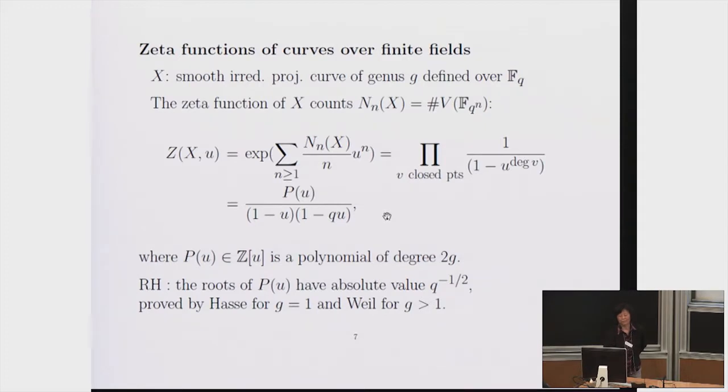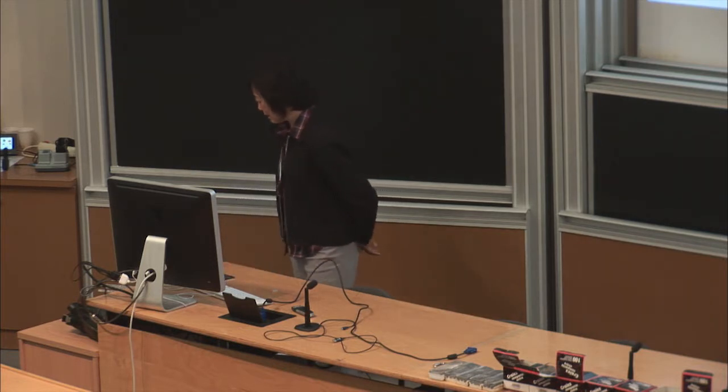And the famous Riemann hypothesis says that all the roots of the numerator have the same absolute value. In this case, it's q to the minus 1/2. This was proved by Hasse for elliptic curves and by Weil in general. So this is the information on the curve side. Next, let me move to the combinatorial objects. I'll talk about the zeta function attached to a graph.